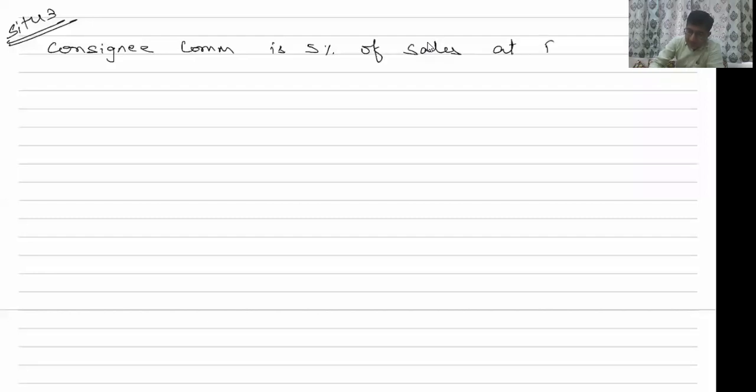Okay. Let's come to situation 3. Consignee's commission is 5% of sales at invoice value, not 5% of total sales. Sales at invoice value, मतलब invoice value of goods sold का 5%, and 10% of surplus above invoice value.